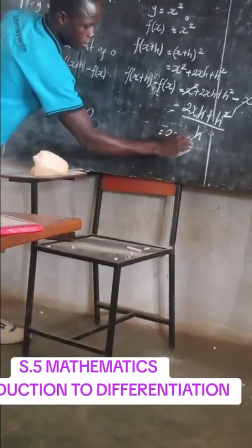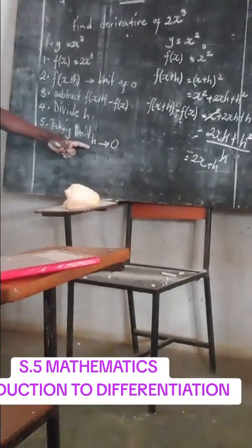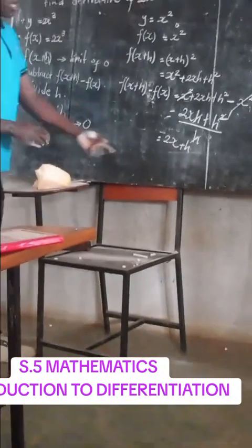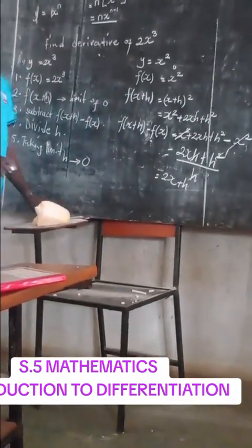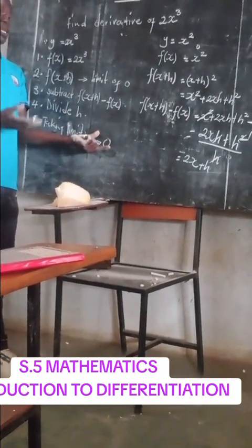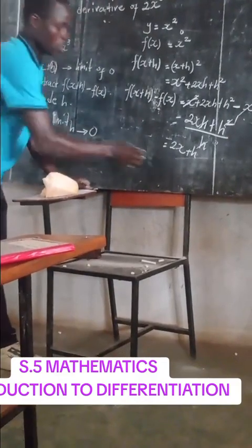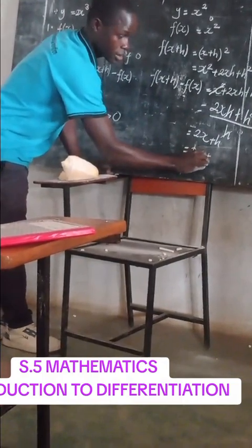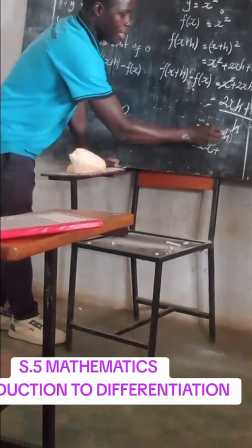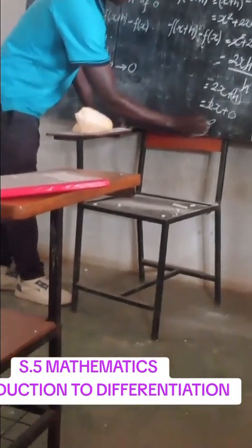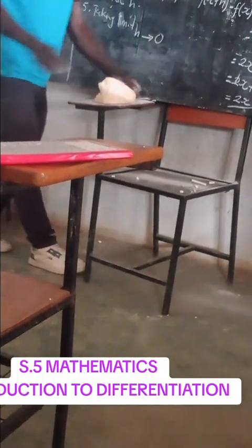2x plus h. Now what is our final step? It's taking the limit of h as 0. And wherever you see h, now substitute with 0. Then we have our answer. So meaning that 2x plus, the limit of h is 0. Then our final answer will be 2x.